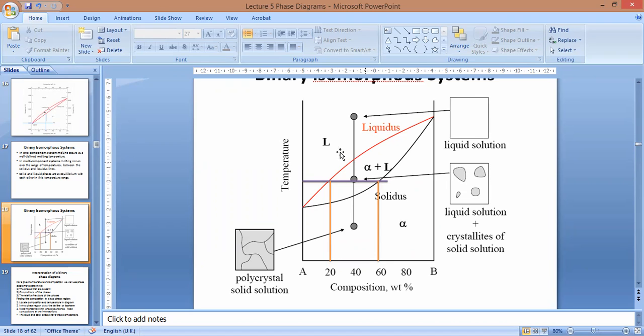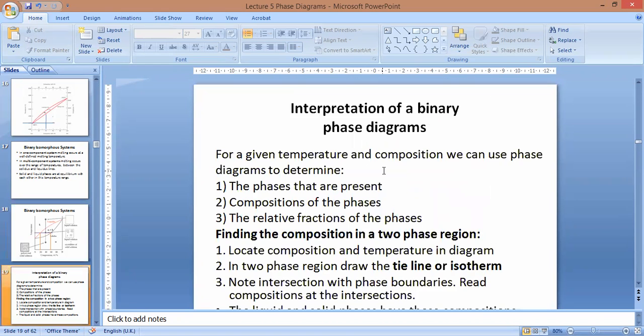Then if you want to find the composition of the liquid, it is on this side, so it's the opposite. You're going to get this portion here divided by the overall portion. This portion here is what? It's 60 minus 40, divided by the overall line here, where it's touching the solidus line and the liquidus line. So this is 60 minus 20 in the denominator. The numerator will be 60 minus 40 divided by 60 minus 20. That's how we solve for it.